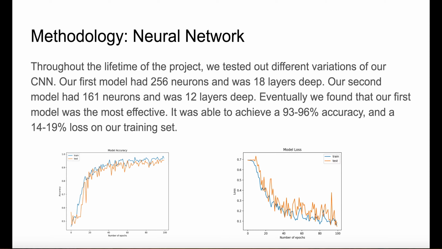Throughout the lifetime of our project, we tested out a couple different variations of our neural network, and we decided on two final ones. The first one had 256 neurons and was 18 layers deep, while our second model had 161 neurons and was 12 layers deep. Eventually, after some testing, we found that our first model was the most effective. It was able to reach a 93 to 96% accuracy rating and a 14 to 19% loss on our training set data.